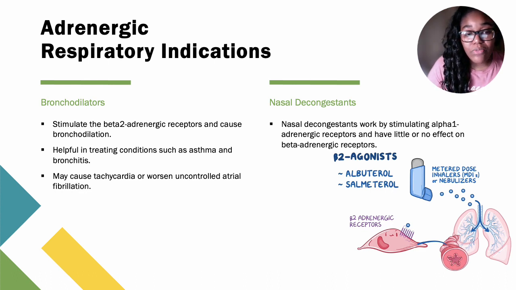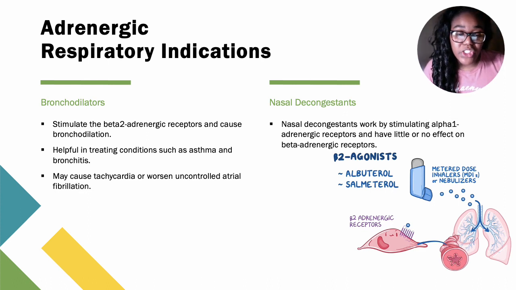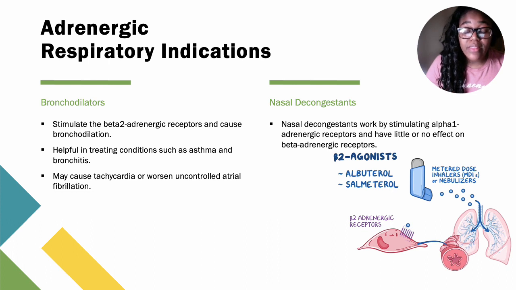So in the terms of respiratory indications, this is a really good medication to use in those that have asthma, because individuals with asthma, they have a hyperresponsiveness and they have this constriction of their vessels in the lungs. So using a bronchodilator will help stimulate those beta 2 adrenergic receptors on the lungs, which will ultimately cause bronchodilation. Again, this is helpful in treating asthma and bronchitis, which both feature the constriction of those vessels in the lungs. It may cause some tachycardia, or it may also worsen atrial fibrillation.